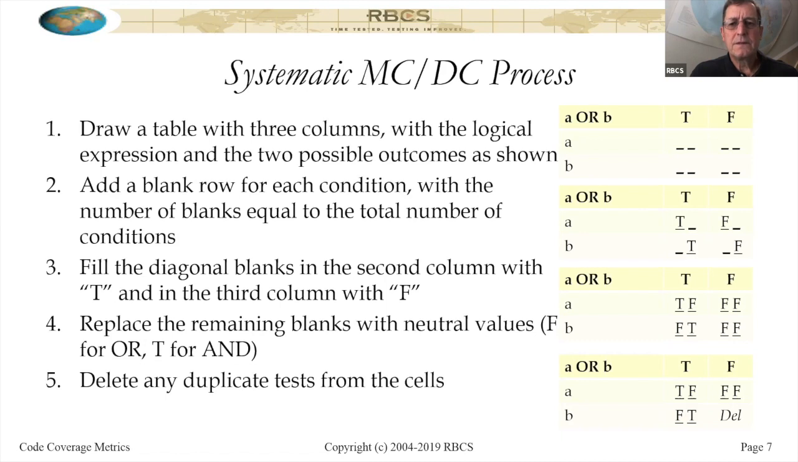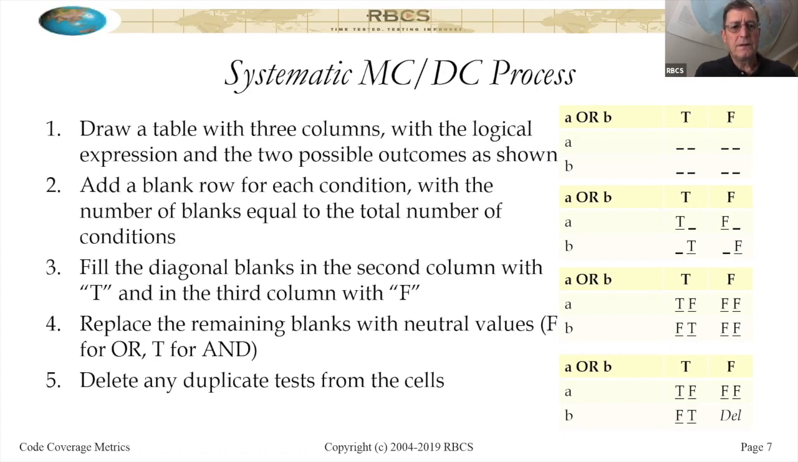Okay. So we've now populated the table, and then what we do is go to step 5, and we look for duplicate tests. So we have true, false, false, false in the A row. And then in the B row, we have false, true, and again, false, false, which is redundant. We don't need to run that fourth test, so we can delete it. So as predicted, we had n atomic conditions, n equals 2 in this case. 2 plus 1 is 3. We have 3 tests.